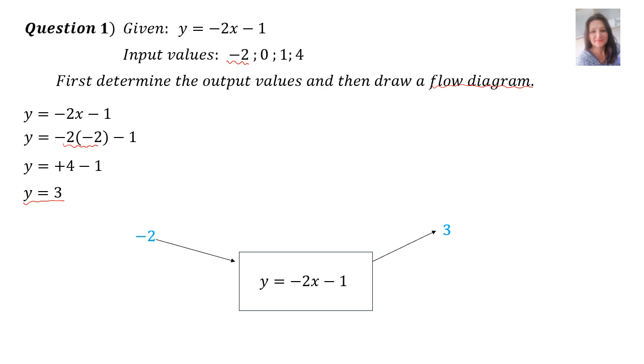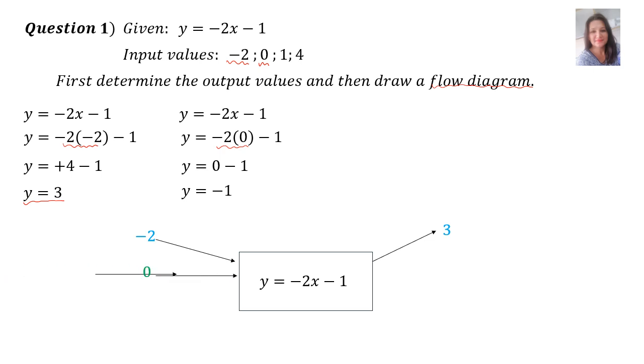And then you repeat the process. The equation was y is equal to -2x - 1. Then, as your input value in x's place, you substitute 0 inside a bracket. And then you will say -2 times 0 is 0, minus 1 is -1. Therefore, on the left hand side, your input value was 0. There's your arrow going out, and your corresponding y value, the corresponding output value, is -1.